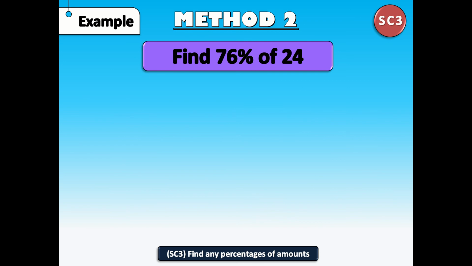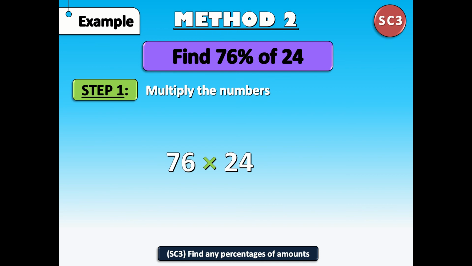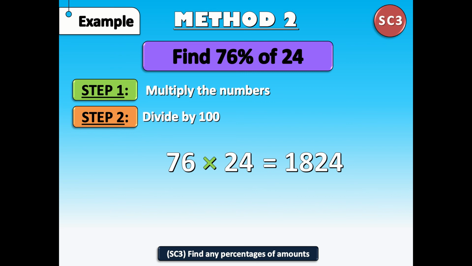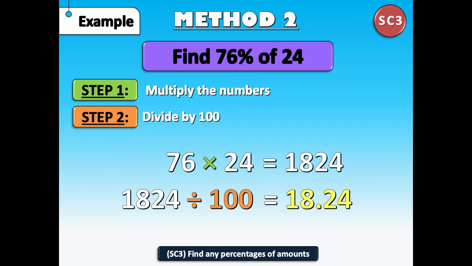To find 76% of 24 using the second method, I multiply the numbers together. So I multiply 76 and 24 together using a long multiplication method, which is 1,824. I then divide my answer by 100. So my final answer is 18.24.